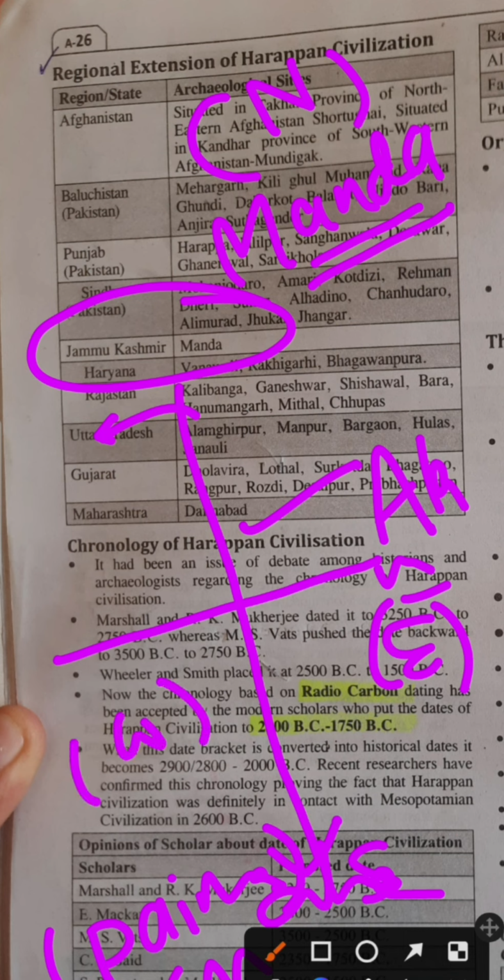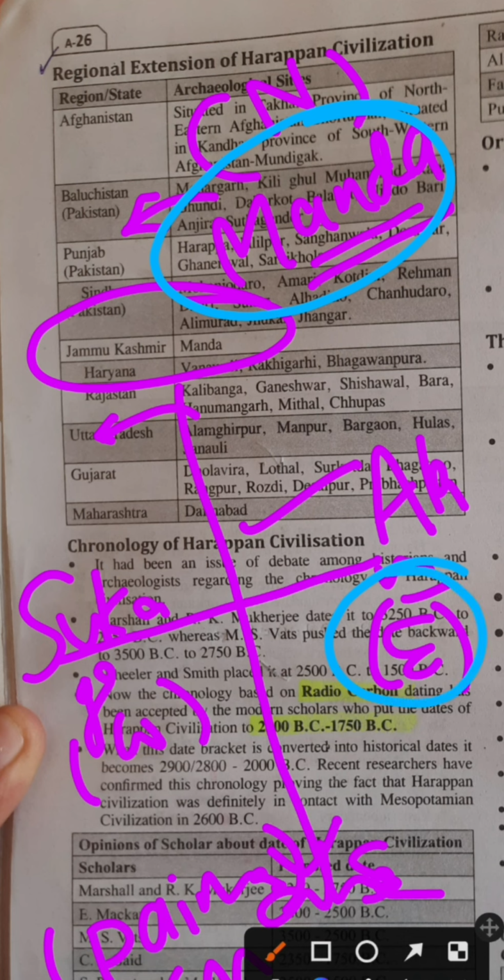What is the west side? Let's see it. It is Sutkagan Dor, which I already discussed. Sutkagan Dor is an important archaeological site in Baluchistan, Pakistan. So, Manda is on the north side, Alamgirpur on the east side, Daimabad in Maharashtra on the south side, and Sutkagan Dor in Baluchistan, Pakistan on the west side. These are very important archaeological sites. A compulsory question will come on these extent sites of Harappan civilization.